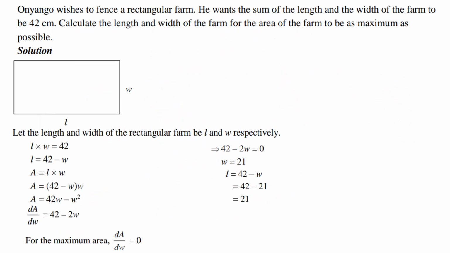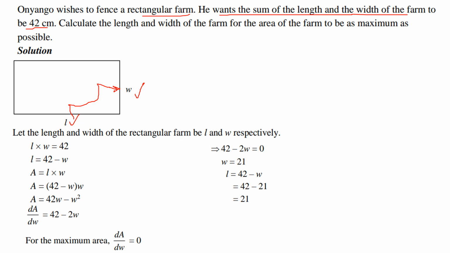Now looking at the next example, we are saying that here, Onyango wishes to fence a rectangular farm. Now Onyango wants the sum of the length and the width of the farm to be 42 centimeters. I told you these are the expressions that help you to convert one expression in terms of the other, because you cannot differentiate when you're having both length and width in the same expression. So such sentences in the question are the ones that are going to be helping you to make one variable in terms of the other, so that you can differentiate.